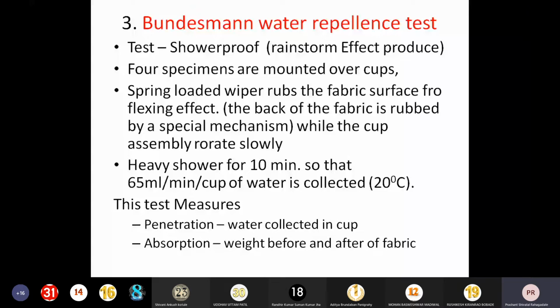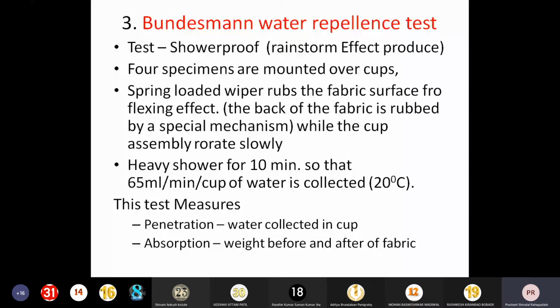So two things we will measure here: penetration of water through the fabric and absorption of water by the fabric. Now to find out absorption, the simple formula is: absorption is equal to mass of water absorbed divided by original mass. Sample weight after testing minus sample weight before testing gives the mass of water absorbed, and the weight of the sample before test is your original mass. So you will divide this mass of water by the original mass of your sample, multiplied by 100. You will get the absorption value in percentage.